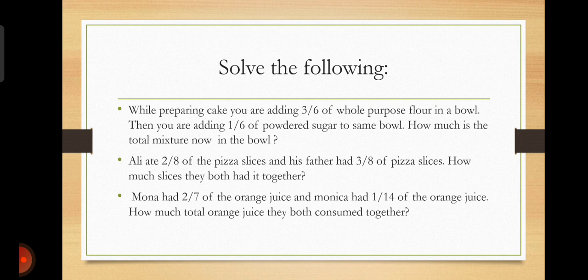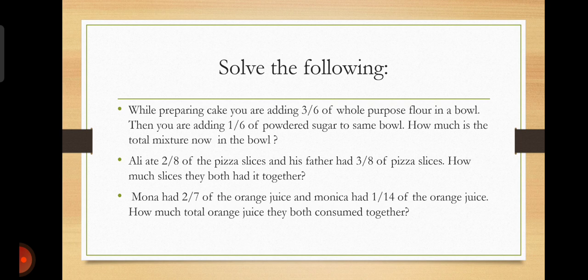Second, Ali ate 2 by 8 of the pizza slices and his father had 3 by 8 of the pizza slices. How many slices did they both have together? Third, Mona had 2 by 7 of the orange juice and Monica had 1 by 14 of the orange juice. How much total orange juice did they both consume together?